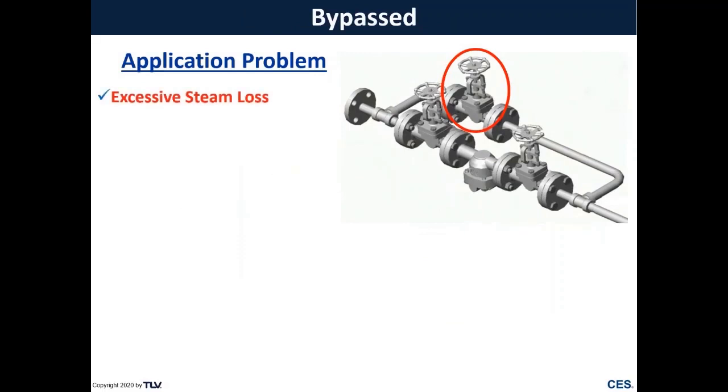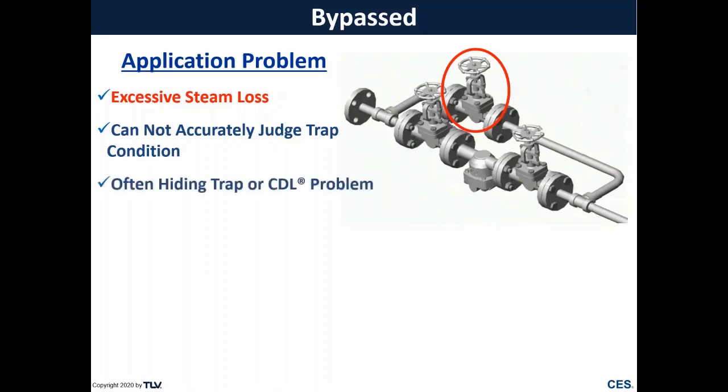So what's the problem here? Well, with a bypass open, we are getting condensate out of our system, but now we're doing it very energy inefficiently. That open bypass is going to be blowing a lot of steam along with getting any condensate out. And we cannot accurately judge the condition of that steam trap because we have this bypass open. We don't know if this trap is leaking, or we don't know if this trap is cold.